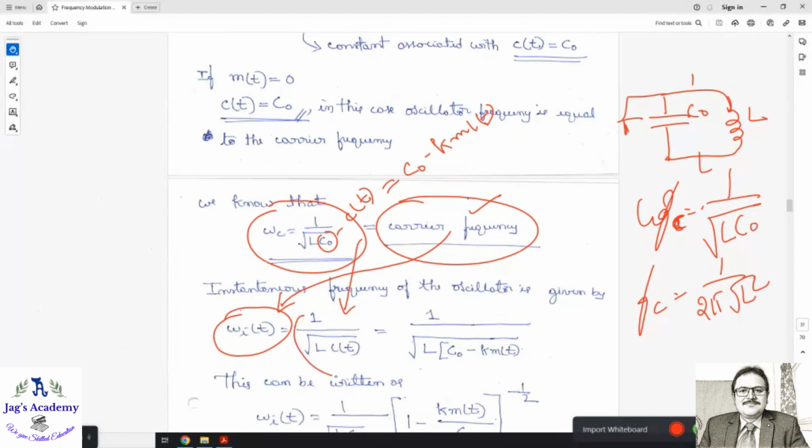Now once again substitute the value of C of t here. And what is C of t? C of t is C naught minus K into M of t. Now your entire formula is changed. Can you tell me what the instantaneous frequency depends on now? You can clearly see your instantaneous frequency omega now depends on K into M of t. Is it not that you are converting your amplitude variation to frequency variation in this? Yes or no? You are converting it.